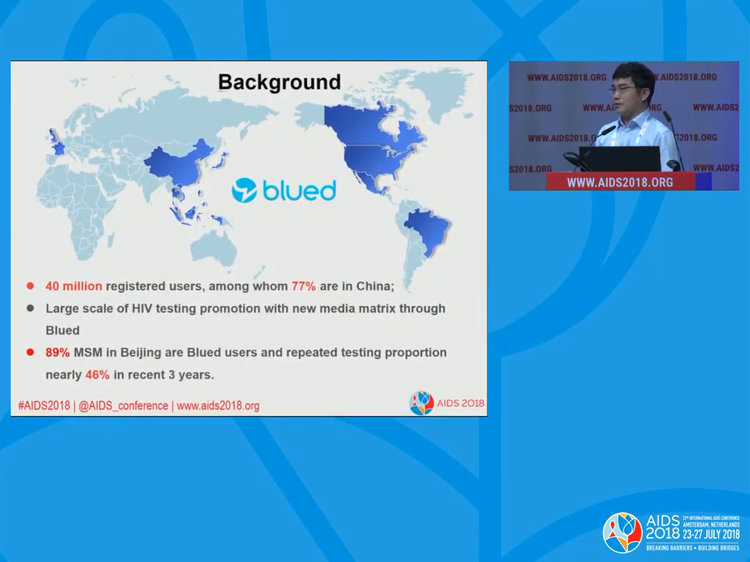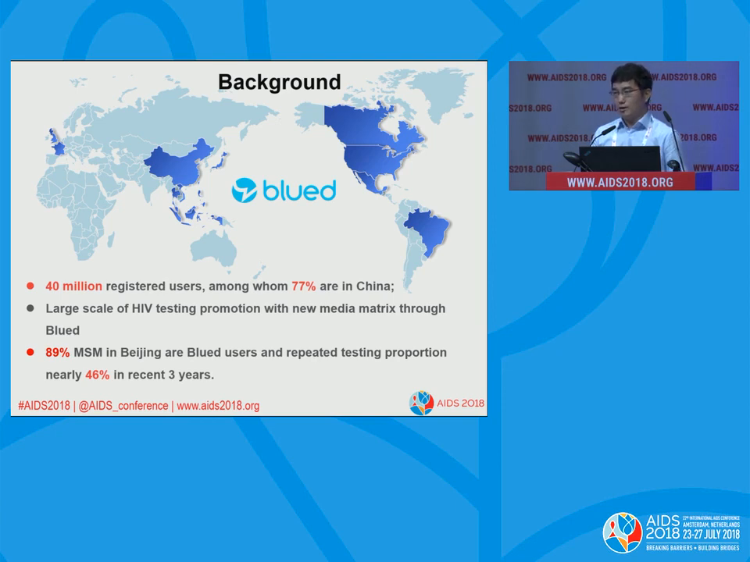One more background is about Blued. Blued is a social network app for men who have sex with men. Last year, it already had more than 40 million registered users worldwide, and in China it accounts for 77% of registered users. In Beijing alone, it has more than 600,000 users.